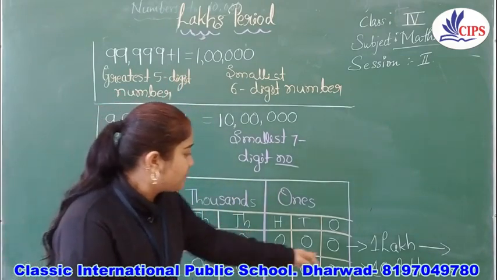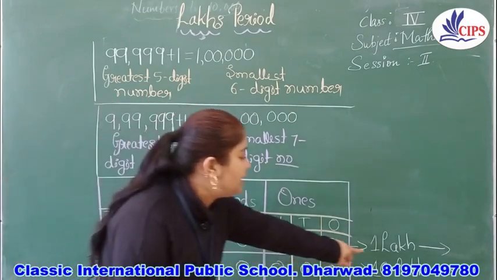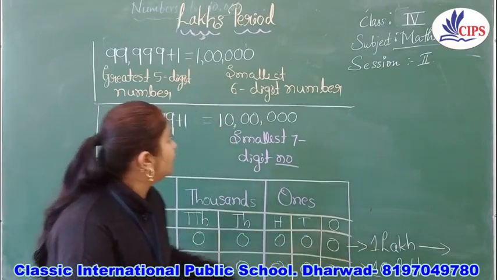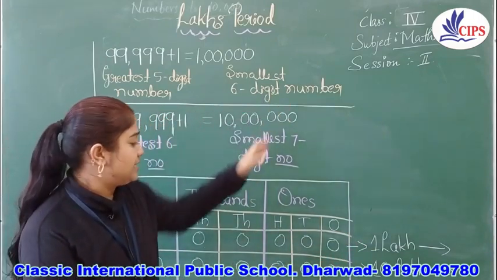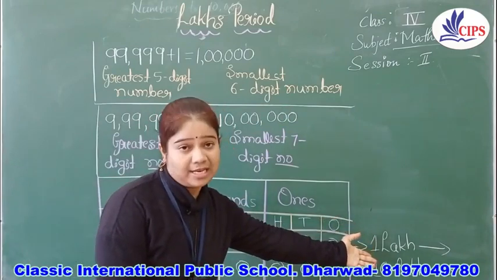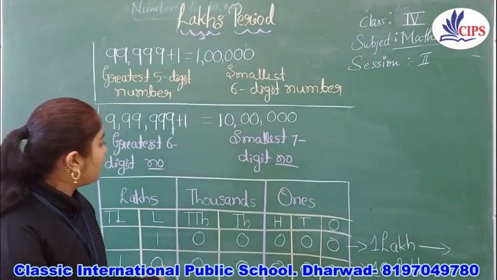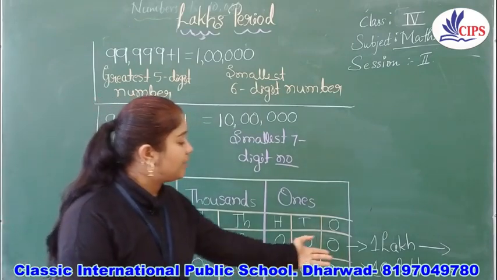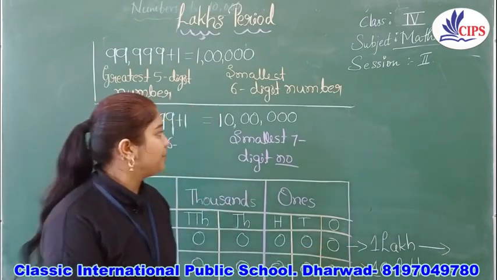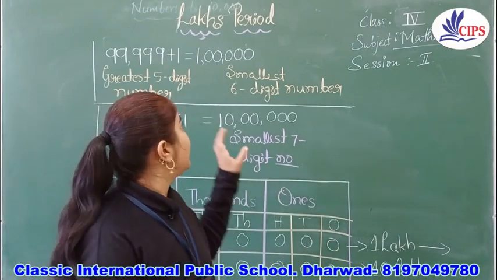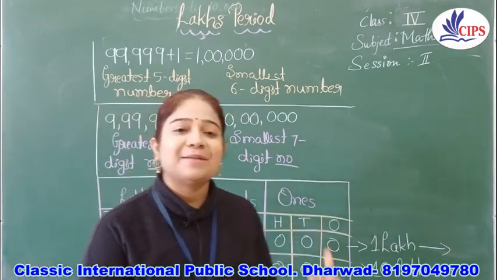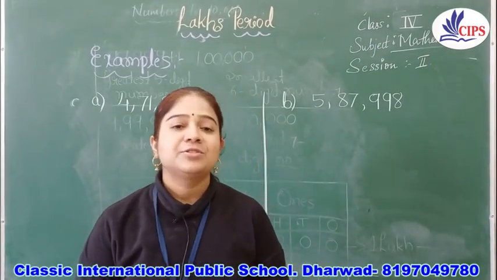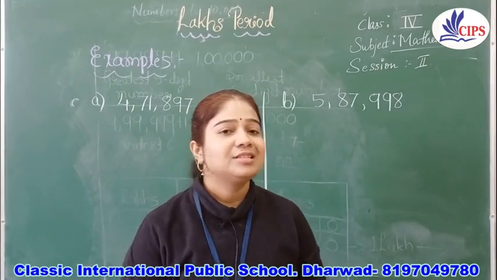So we can see this is the 1 lakh. How many digits are forming this 1 lakh? A 6-digit number can form this 1 lakh. And similarly, the smallest 7-digit number can make this 10 lakh. Okay, so I hope you all understand this lakhs period. We'll see some examples. We'll solve some examples based on this lakhs period.